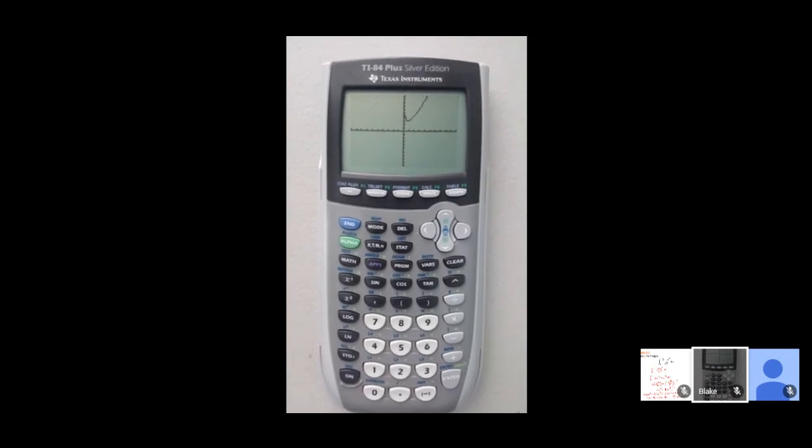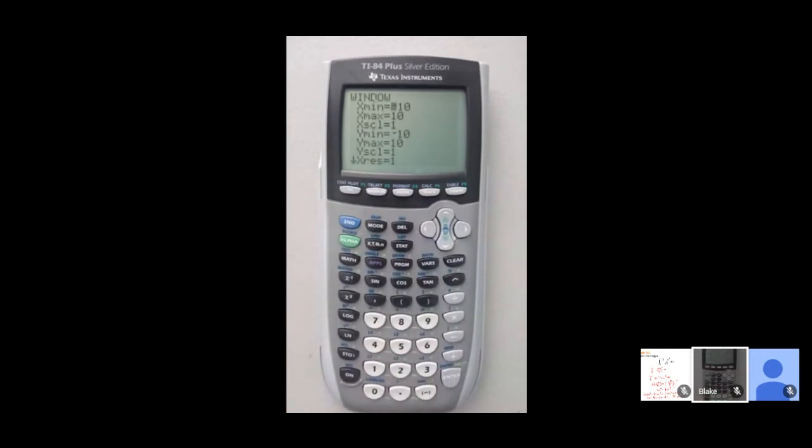Now, the next thing we're going to do is make sure that our window has all of the values that are part of the upper and lower limit. This time our lower limit was 1, our upper limit was 4. In this case, my window is going from -10 to 10, so I'm good, right? But if your limits go beyond what your window is, adjust your window. You just go to window and change your x min, x max to make that happen. Your values have to be within your window. So that's key. I'm going to go back to my graph now.